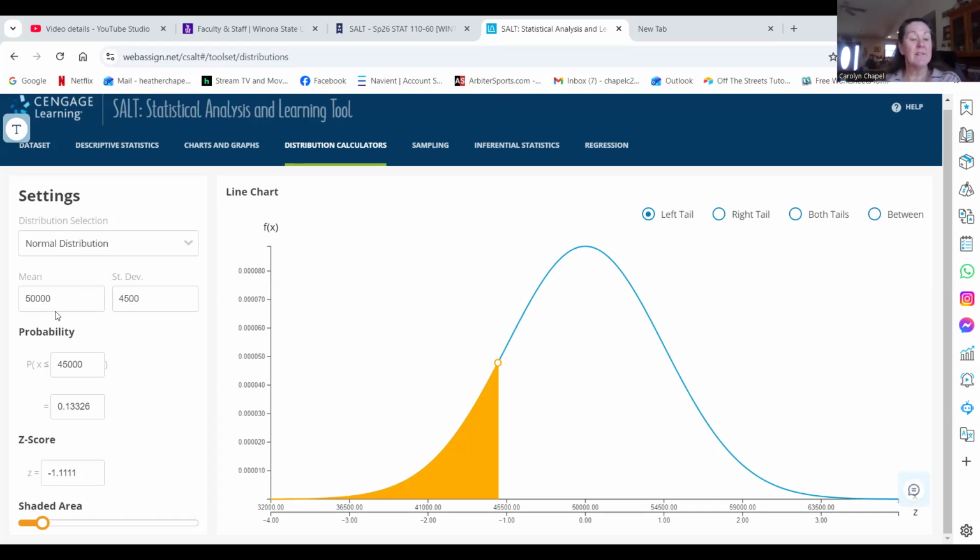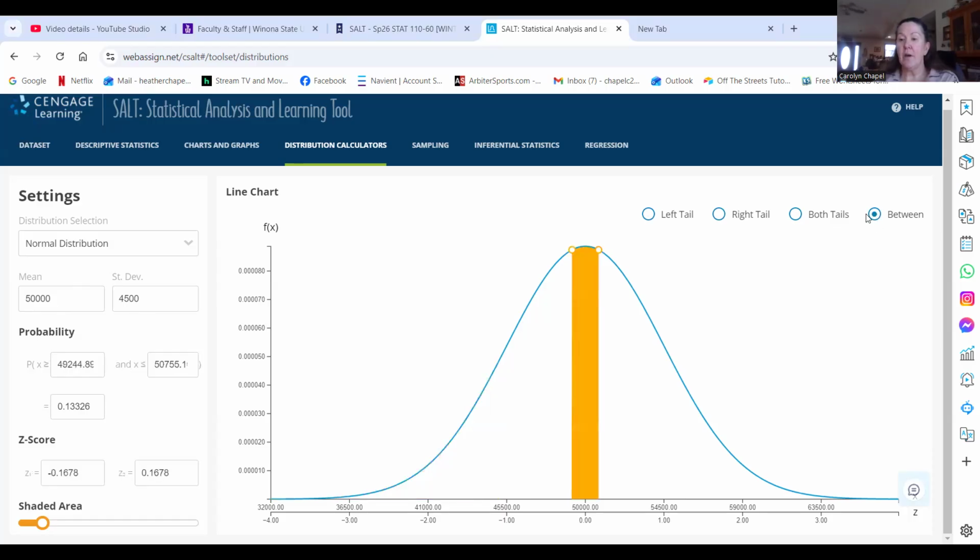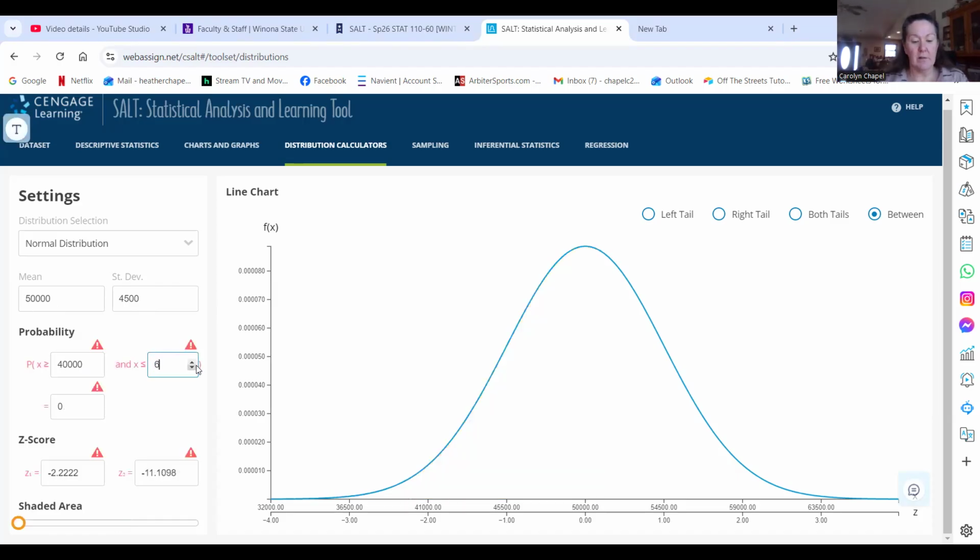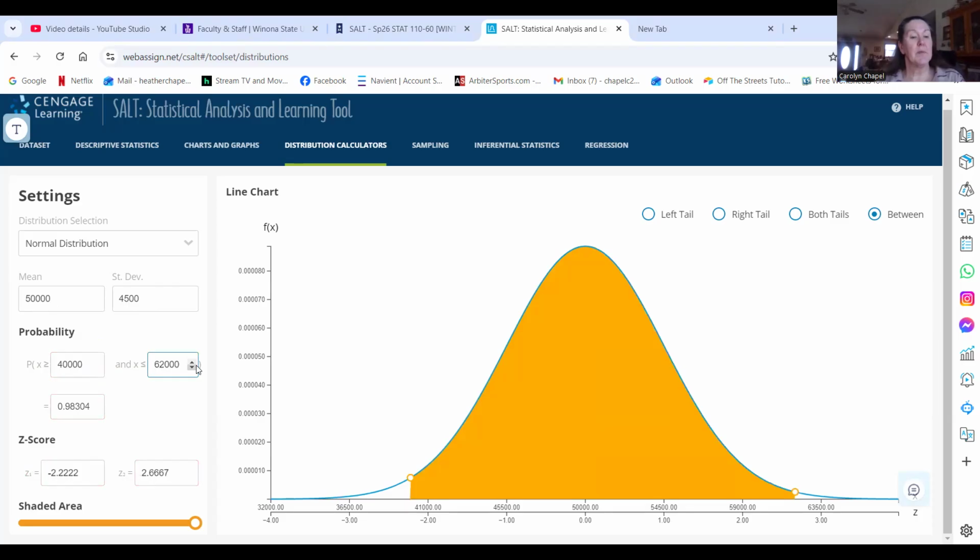So my mean again is still 50,000 and I still have that standard deviation, but we are doing between. So the first thing I'm going to do is change my button to showing a between, and we are going between 40,000 and 62,000. Okay. And there's my picture. Notice my picture was a little off. I should have gone further out, but that's okay.